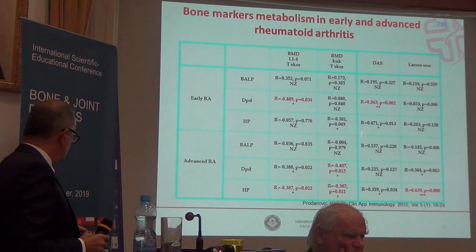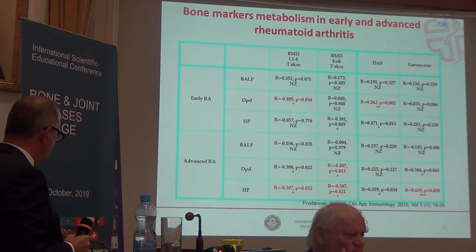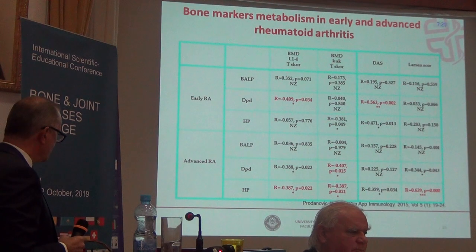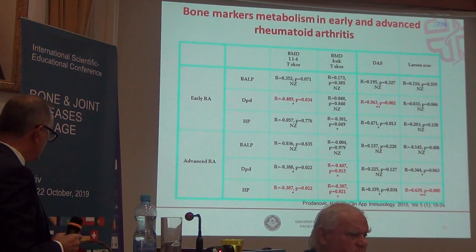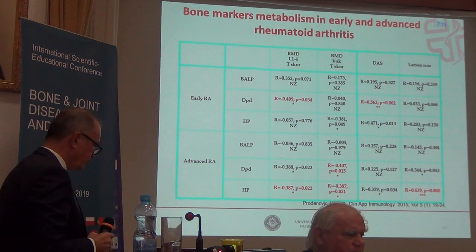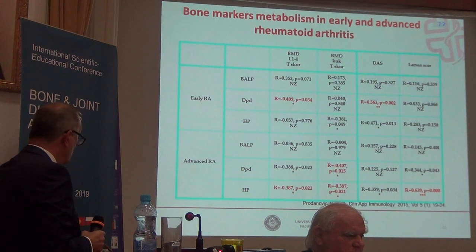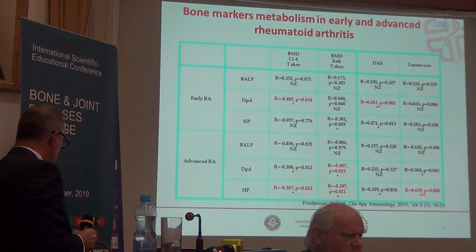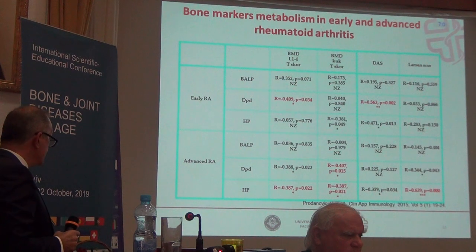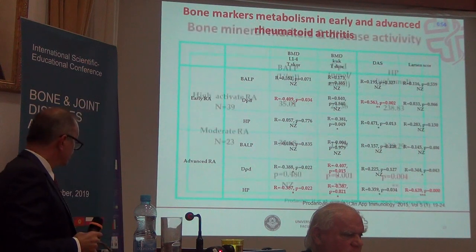We found a statistically significant correlation between PPD and disease activity score. At the same time, helical peptide in early rheumatoid arthritis. Helical peptides showed a very good correlation with the Larsen score and the general BMD measured on the hip and lumbar spine.